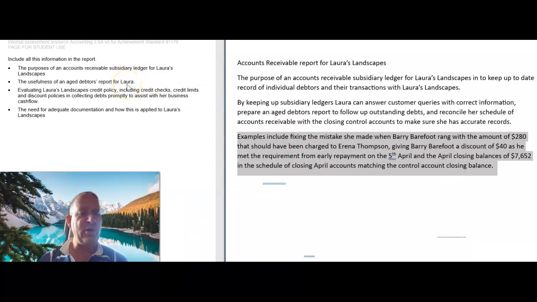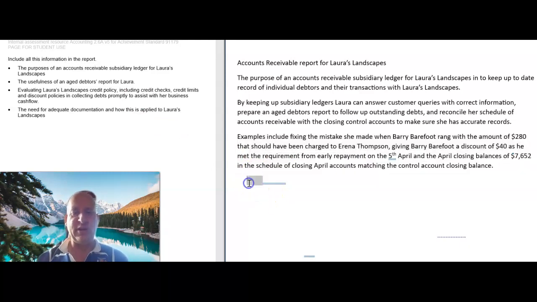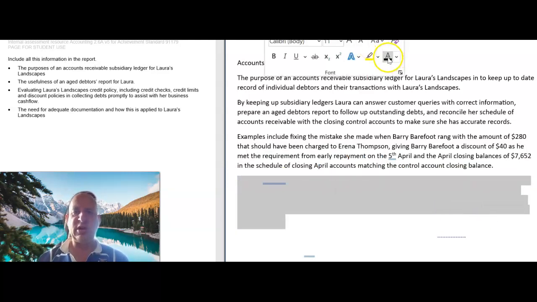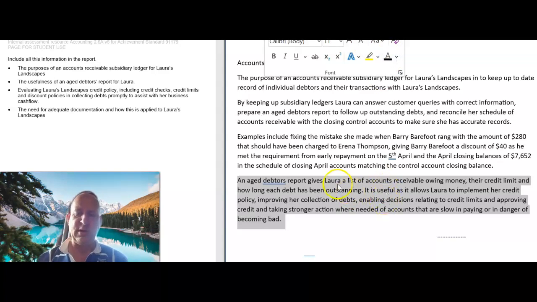Then we've got to write the usefulness of an aged debtors report for Laura. So the first part is you have to define what an aged debtors report is. You can find this in your book or you can copy off here. So I've just got a definition of an aged debtors report and bring Laura's name in there. What it does is allow Laura to implement a credit policy, improving debt collections, etc. So this part here is just a definition.